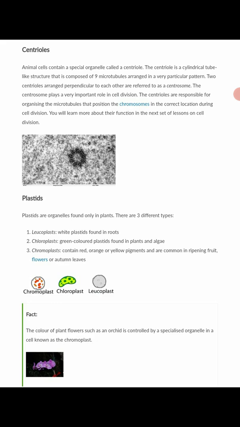So, lastly, the color of plant flowers, such as an orchid, is controlled by a specialized organelle in a cell known as the chromoplast. So these are all the components of a cell we've looked at, for the plant cell and also for the animal cell.